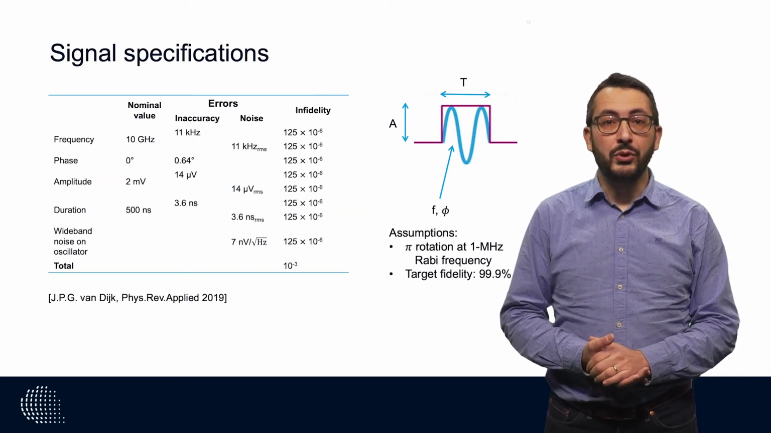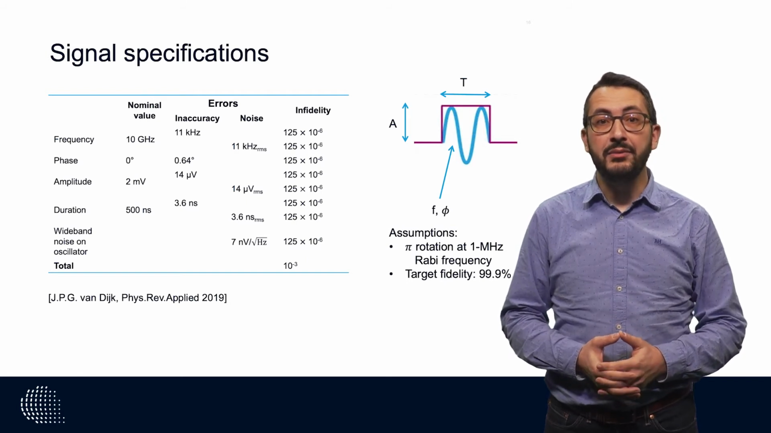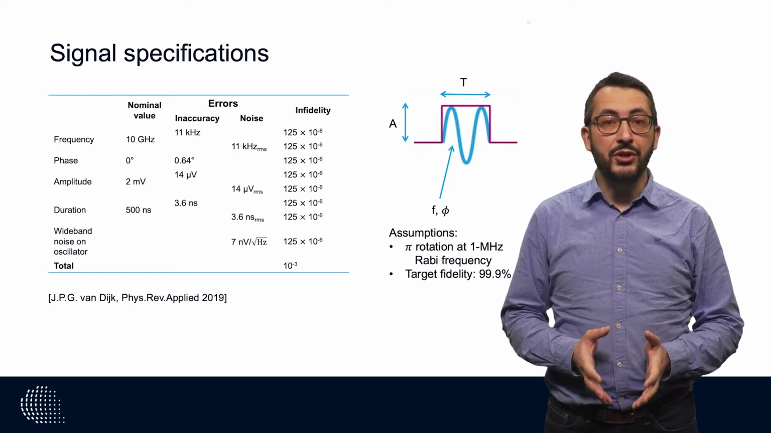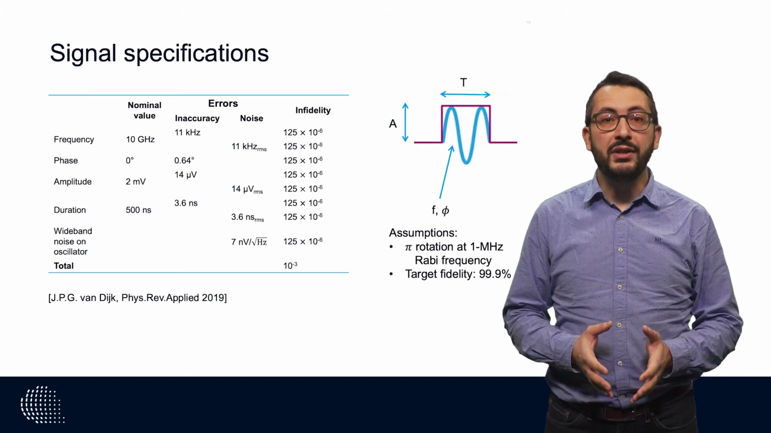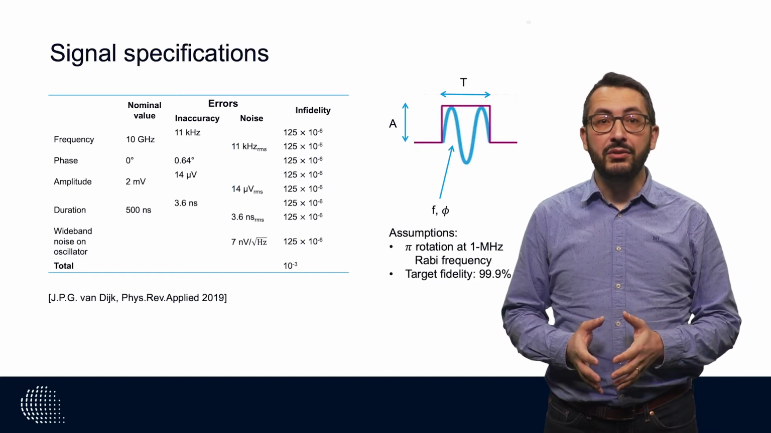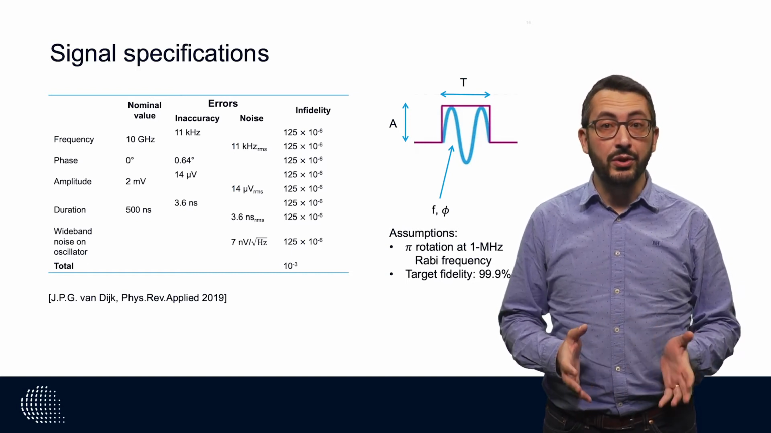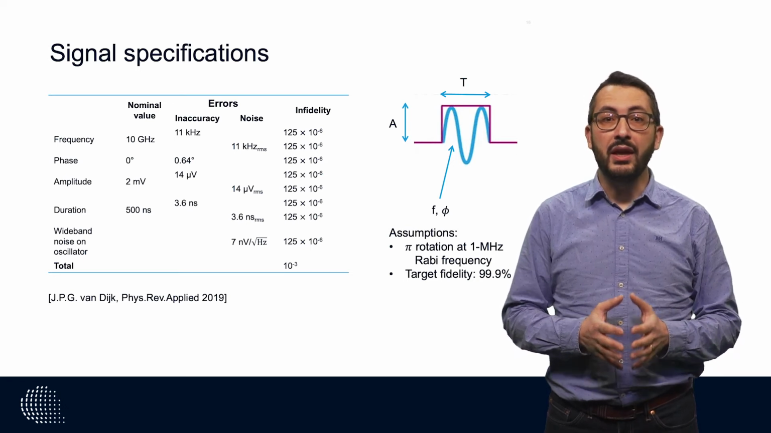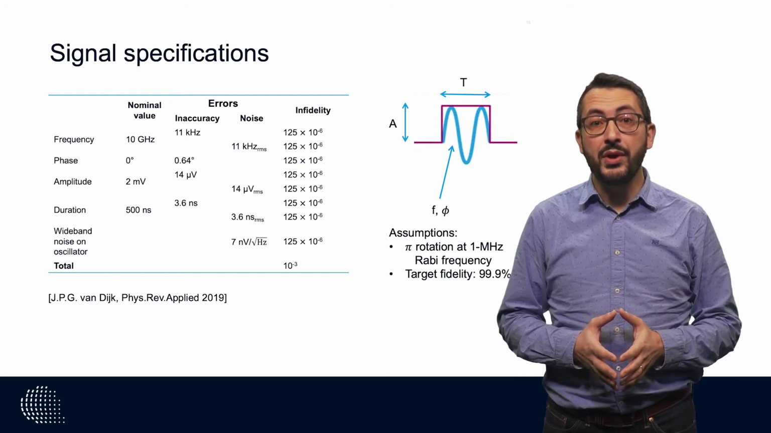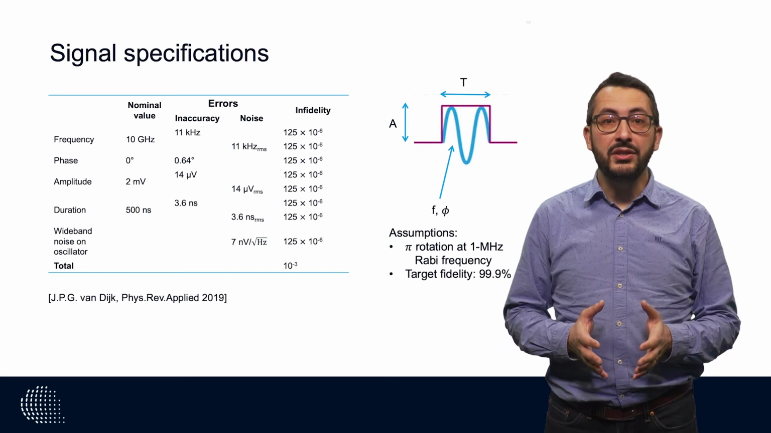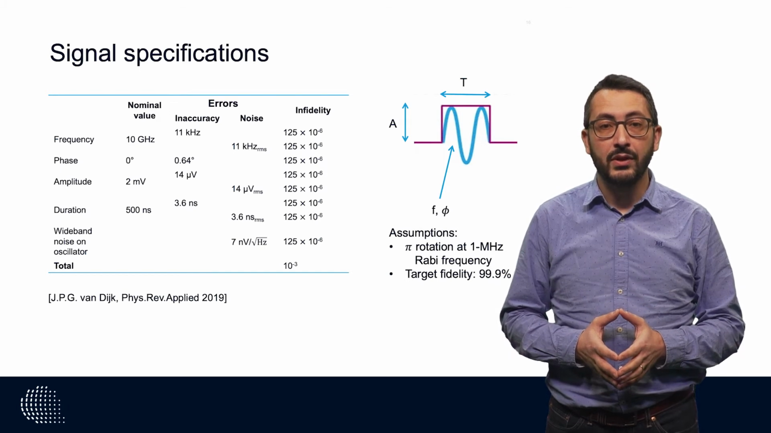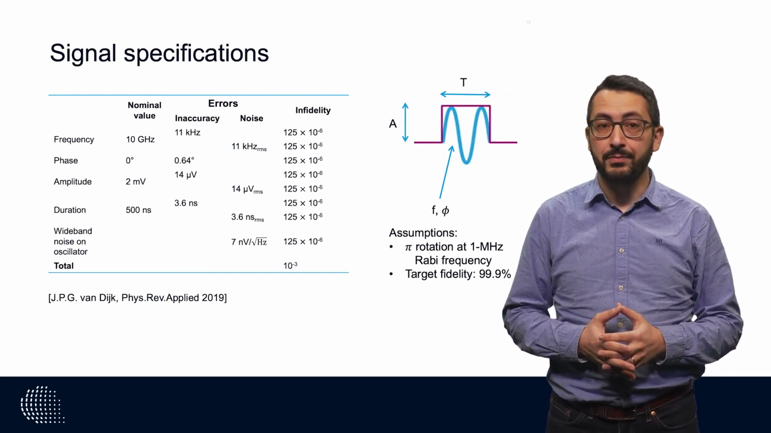Now that we know the relation between the inaccuracy in each of these parameters and the infidelity, we could, for example, size our system, our microwave driver, to reach certain specifications. For instance, if we want to achieve a target fidelity of 99.9%, we could choose to divide equally the budget for infidelity over all these different sources of inaccuracy, which are the inaccuracy in frequency, in phase, in amplitude, and in duration, and the noise related to these parameters, which we have not talked about before. And these are the noise in frequency, in amplitude, in duration, and the white noise on top of the oscillator signal. For more details, please look at the reference paper.